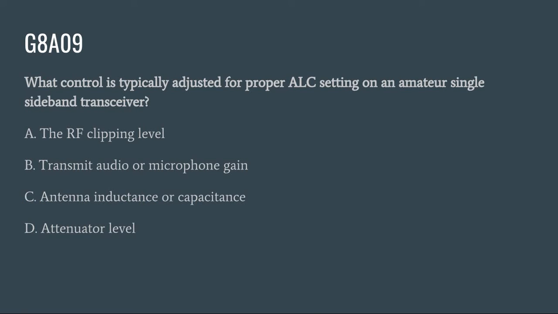G8A09, what control is typically adjusted for proper ALC setting on an amateur single sideband transceiver? A. The RF clipping level. B. Transmit audio or microphone gain. C. Antenna inductance or capacitance. Or D. Attenuator level. B. Transmit audio or microphone gain.